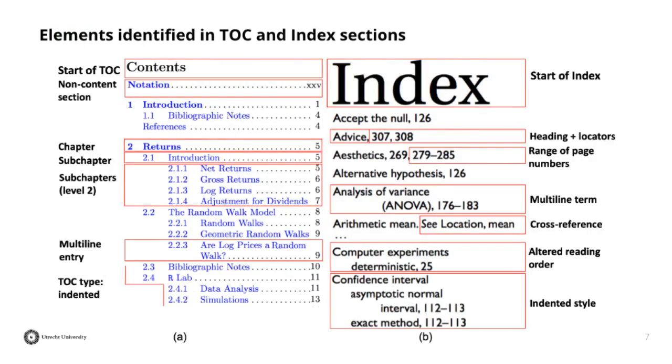The rules are used to identify different elements in the textbooks. In the table of contents, we use them to detect the pages that belong to the top, non-content sections like notation or preface, chapter and subchapter entries, entries that are split in multiple lines, and to identify one of 3 possible types of TOCs: flat, ordered, or indented. For the index sections, the rules identify the pages that belong to the section, the heading and page references of the terms, multi-line terms, different types of terms like cross-references, and nested groups of terms.